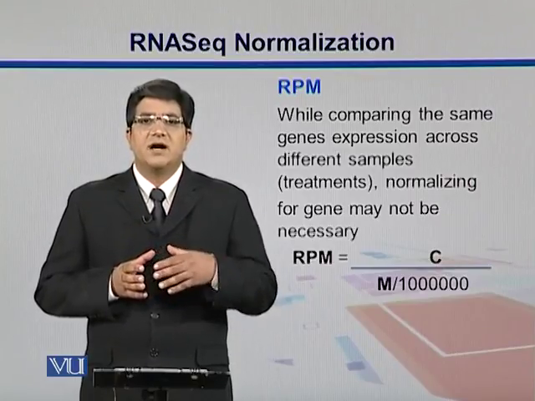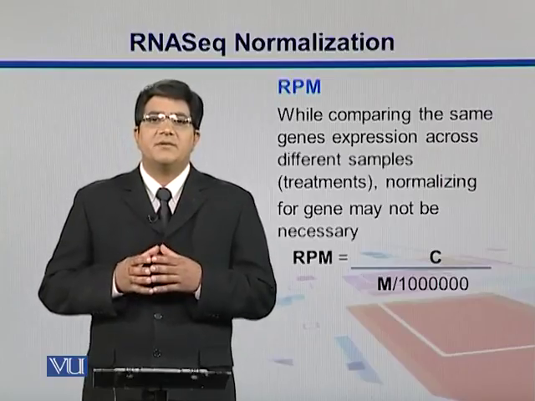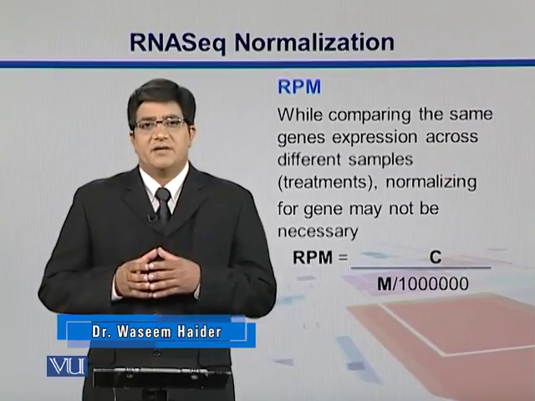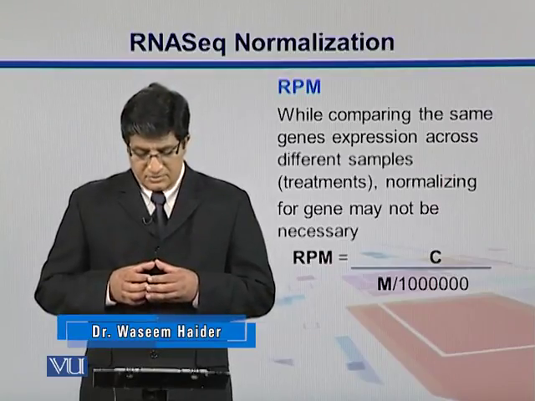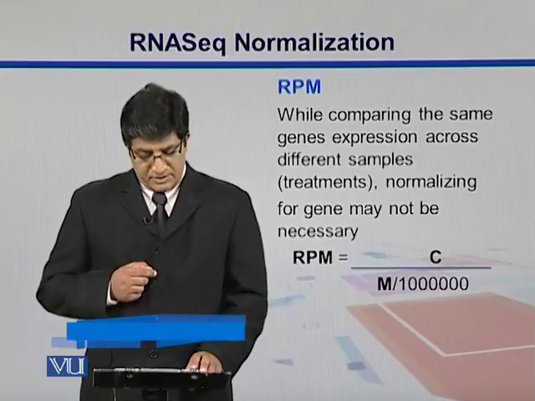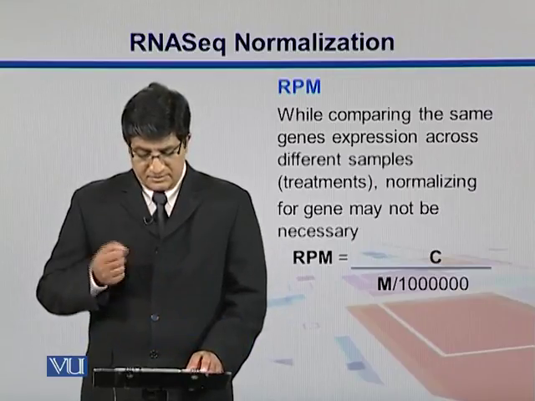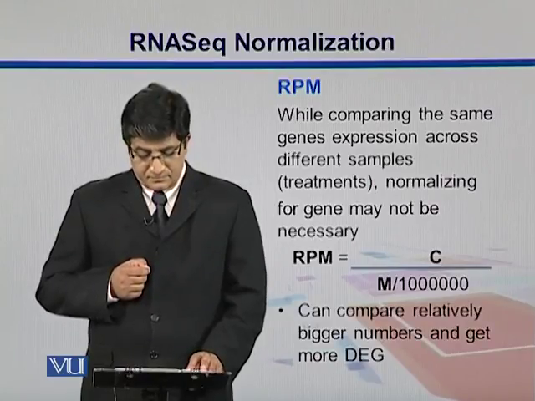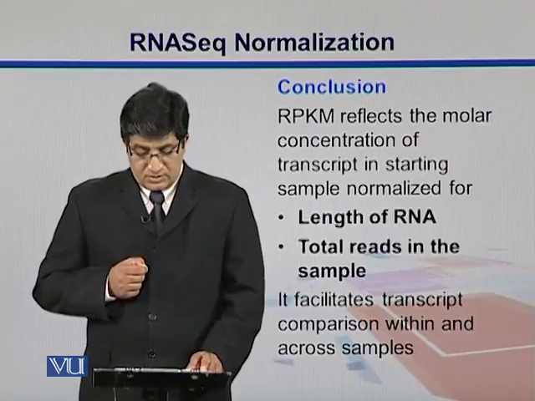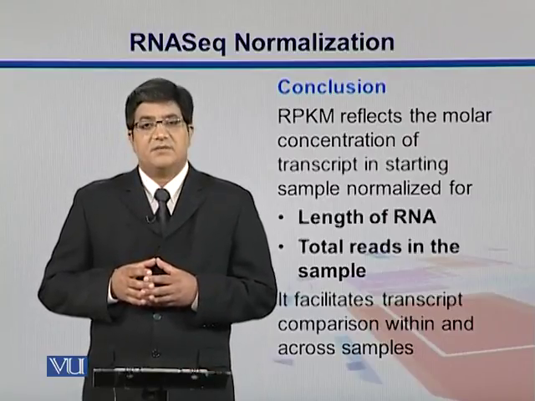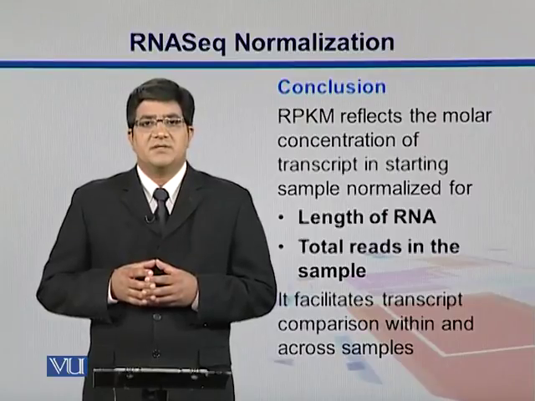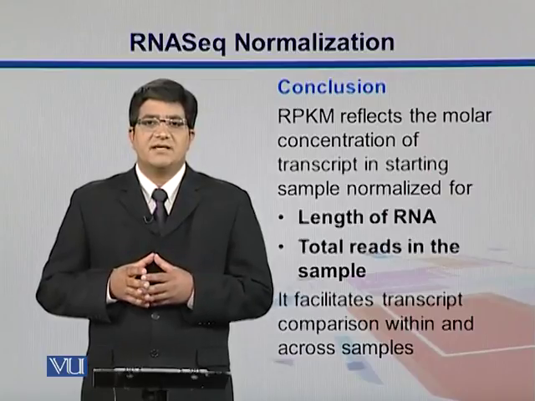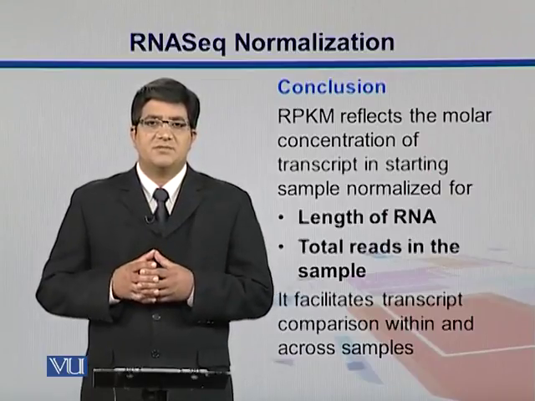So rather, we should use RPM. So simply take the mapped reads and divide that by the total millions of the mapped reads. So that's why it becomes RPM. That is count divided by M over 1 million, or we can simply rewrite it as C into 10 power 6 by M. So in RNA-seq, the normalization is necessary because we need to take into account different variations within the gene lengths as well as the number of reads produced in the sequencers.